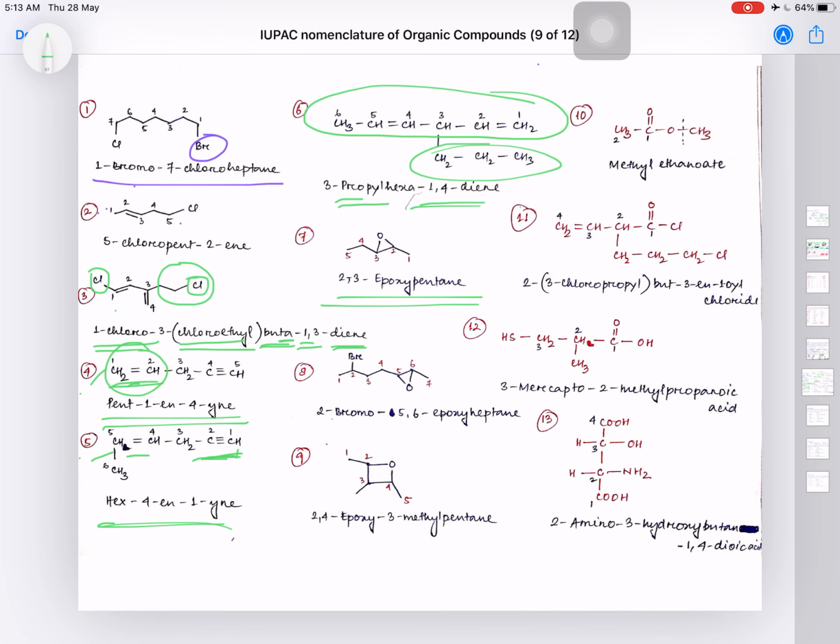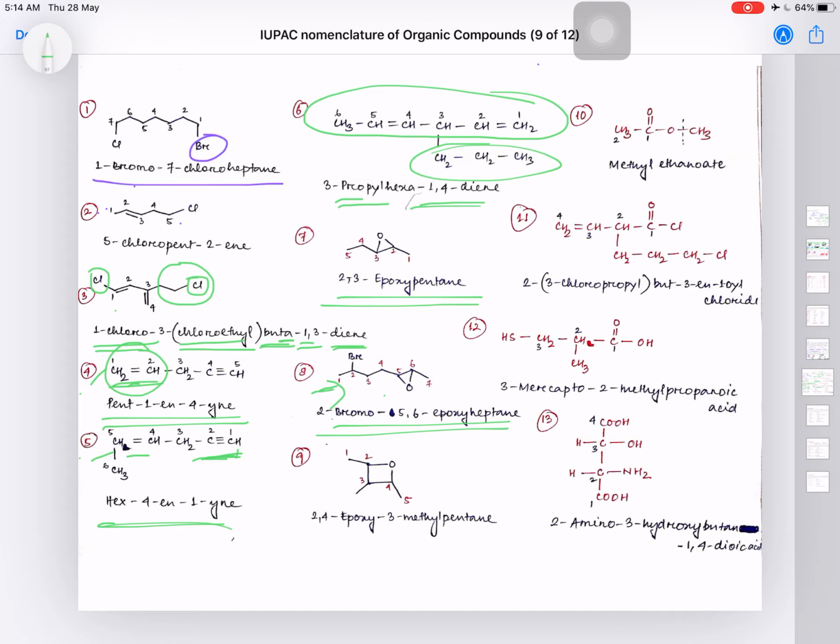Say example number 8. This one has an epoxide with a substituent. Okay, so epoxides and bromine: if you see the priority order, then the halogens get more priority compared to epoxides. Okay, so it is 2-bromo-5,6-epoxy heptane, meaning numbering will start from the side wherever the substituent is, meaning wherever the halogen you are getting easily.